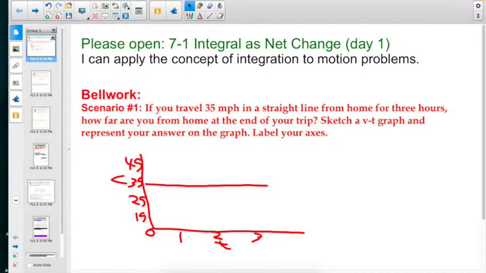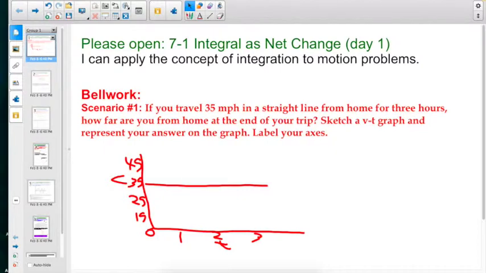How many times have we looked at scenarios almost like this, almost identical? A ton, right? We always kind of go back in motion when we start to introduce things, and I do that because you're familiar with motion. I already heard a couple of answers from a couple of tables. So, excluding the front two tables, can somebody else give me the answer to this question? How far are you from home at the end of your trip?